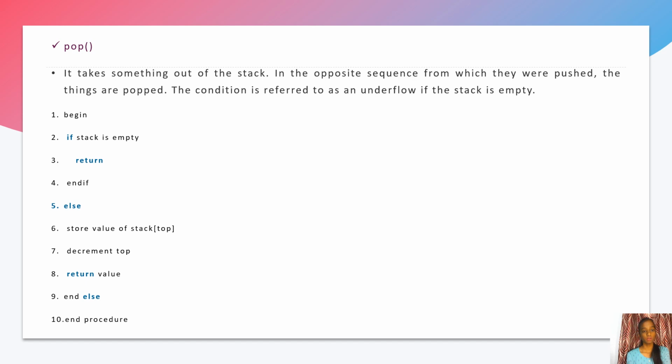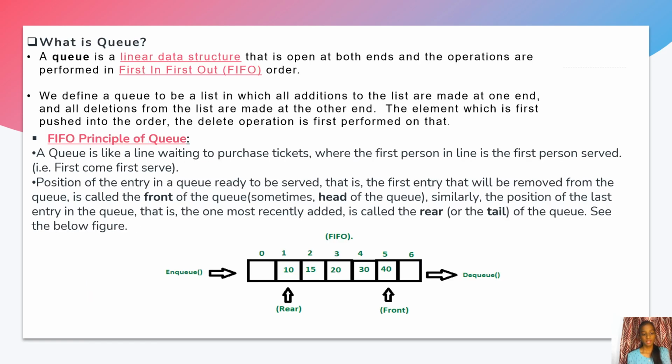Next we'll be moving on to queues. First, we'll see what are queues. A queue is a linear data structure that is open at both ends and the operations are performed in first in first out order. So we define a queue to be a list in which all the additions to the list are made at one end and deletions from the list are made at the other end. The element which is first pushed in is the first on which the deletion operation is performed.